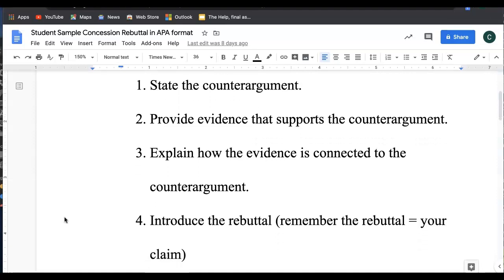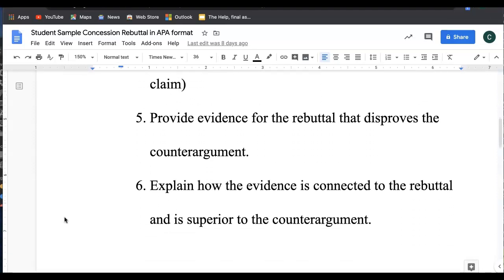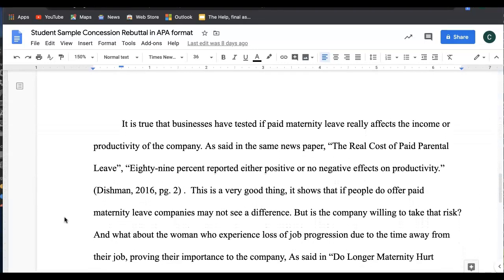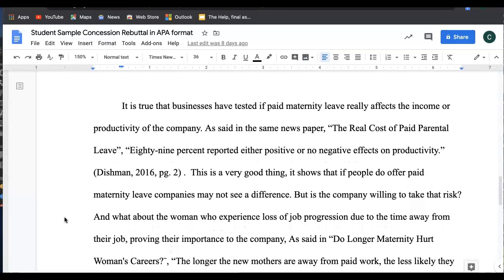I have grabbed a student sample from last semester senior writing class to show you how they set up the beginning of their concession rebuttal paragraph. It is true that businesses have tested if paid maternity leave really affects the income or productivity of the company. So, this is showing the counter argument and stating it at the beginning of the paragraph.